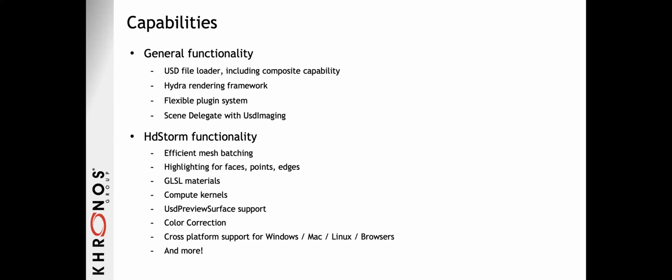And it also includes the HDStorm render delegate, which also includes a lot of functionality. It has efficient mesh batching. It includes highlighting for faces, points, and edges. It includes a lot of material shading code. It also has compute kernels, for example, to compute the smooth normals of a geometry. It has the USD preview surface, which is also a node shading language for materials. You also have a color correction task that it's running. It's also cross-platform, running on Windows, Mac, and Linux, but now also on the browser, and it has many other capabilities.